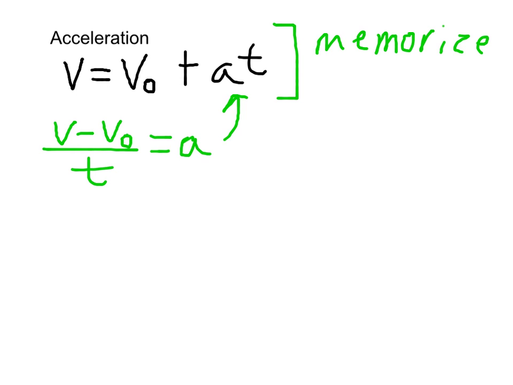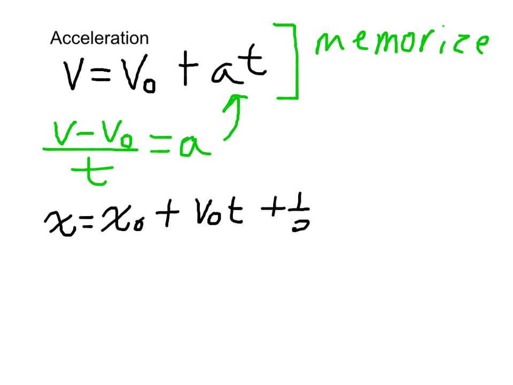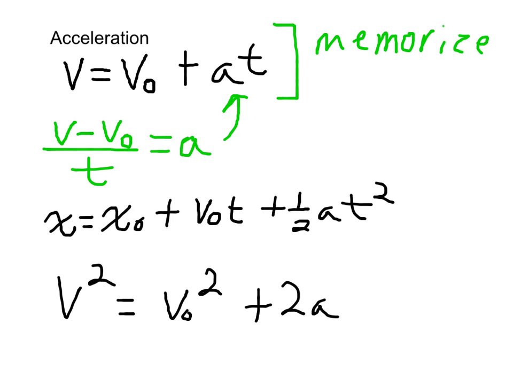Alright, another equation that you might need is one of my favorites. x equals x naught plus v naught t plus 1/2 a t squared. I do just love that equation. It is so very beautiful. And then the other one would be v squared equals v naught squared plus 2 times acceleration times delta x. Let me rank these in order of importance for you to memorize.